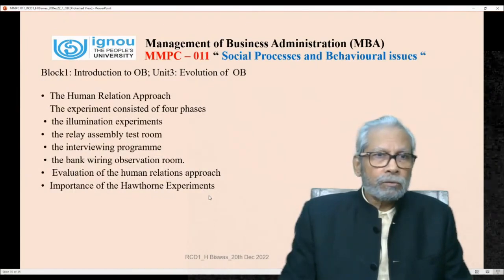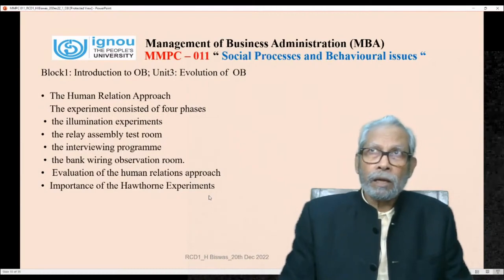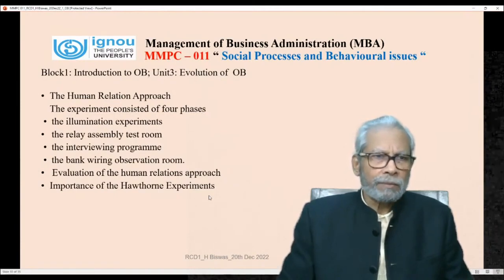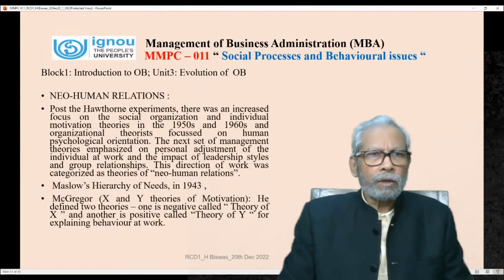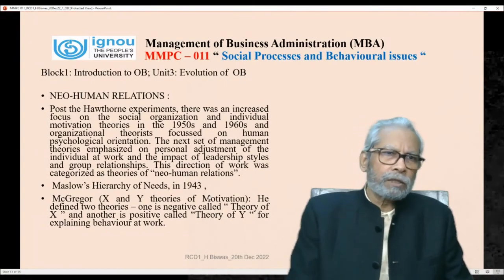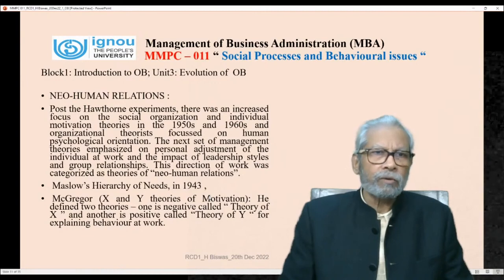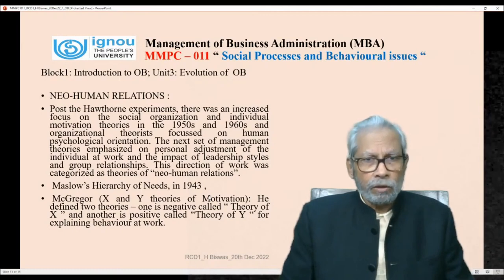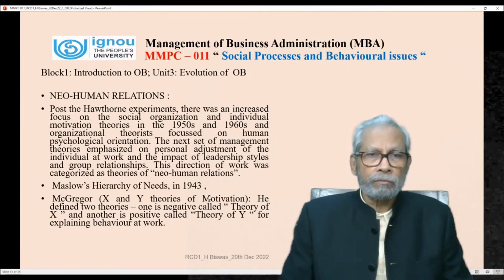The human relations approach experiments consisted of 4 phases: the illumination experiment, relay assembly, and others. There are some testing procedures, how to identify human capacity and talent, basically. Many approaches and experiments were given. The new human relations, basically post-Hawthorne experiments, brought increased focus on social organizations. The next set of management theories gave a lot of theories and directions on how to improve human relations.